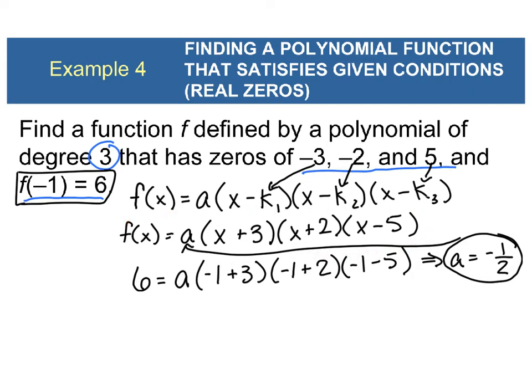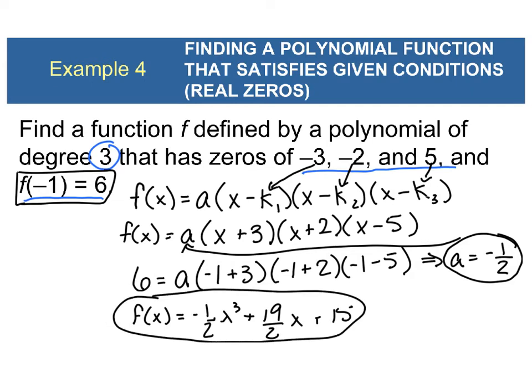And what we're going to do is multiply everything out. If you need me to show you in person how to multiply all of these factors together, please let me know in class and I will help you with that. But like I said, to save us on time on this video, I'm going to say f of x equals this right here, negative 1/2 x cubed plus 19 over 2 x plus 15. And there we go. That is our function f, with all three of these as zeros, and f of negative 1 equals 6.